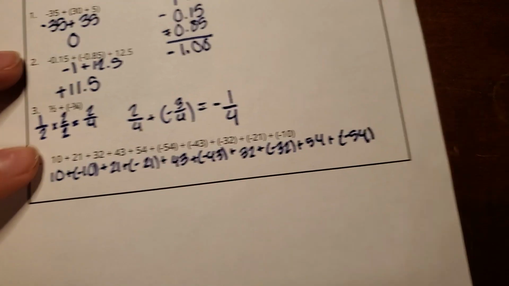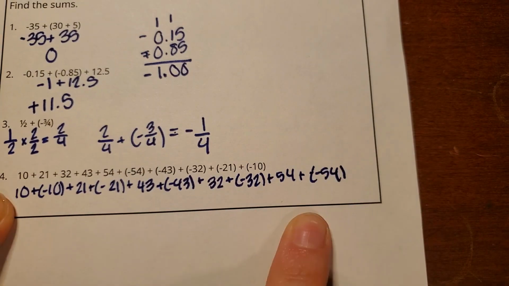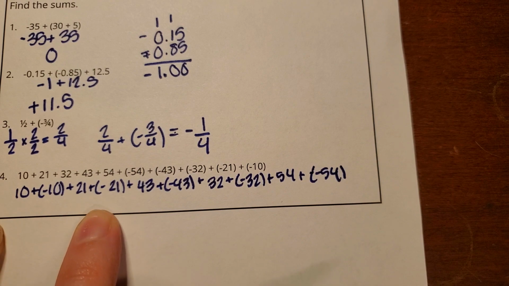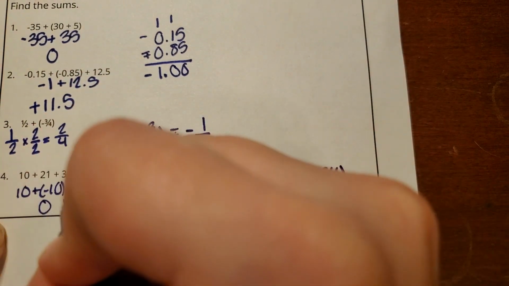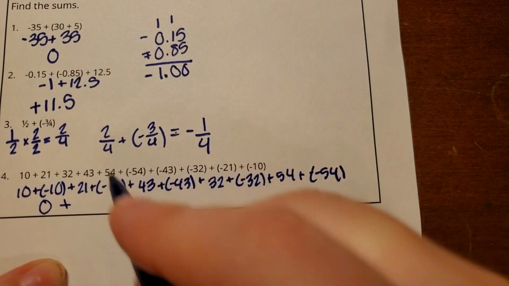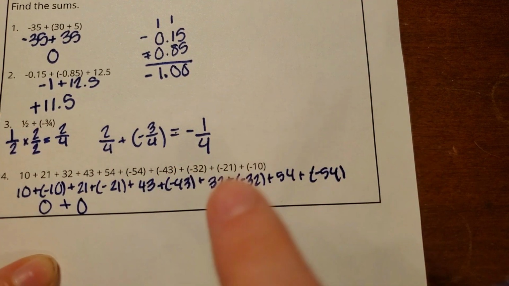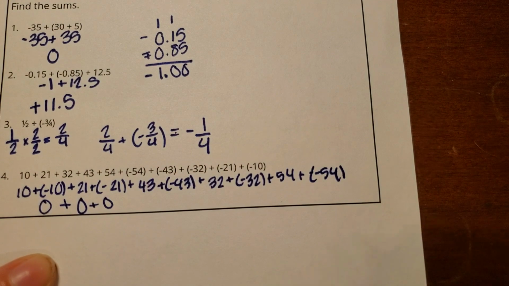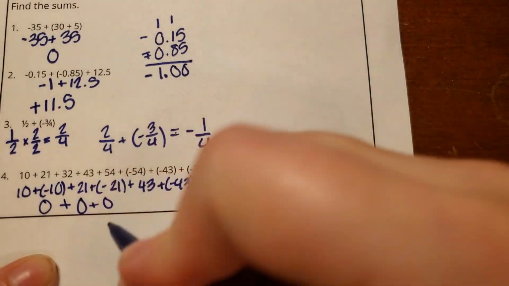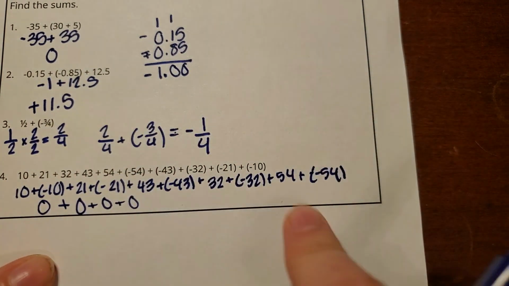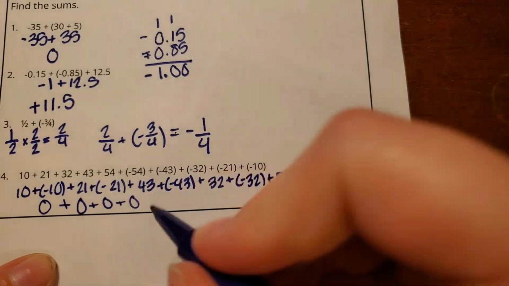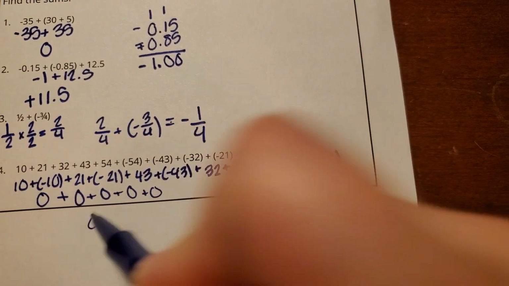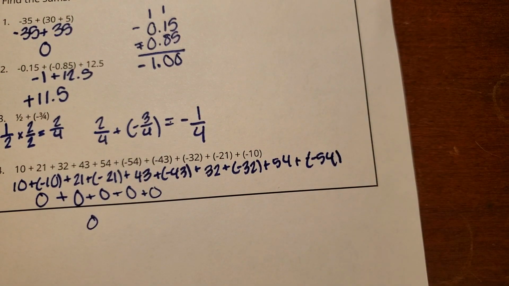Okay, if you notice, every number has an opposite. 10 plus negative 10, 0. 21 plus negative 21, 0. 43 plus negative 43, 0. 32 plus negative 32, 0. 54 plus a negative 54, 0. So what do all these zeros get us? Absolutely nothing. 0. That is our final answer.